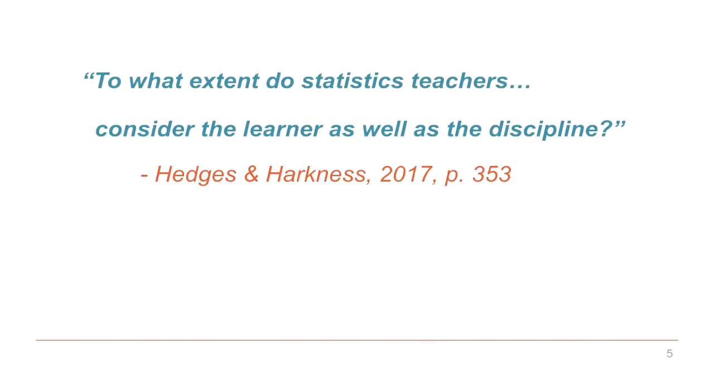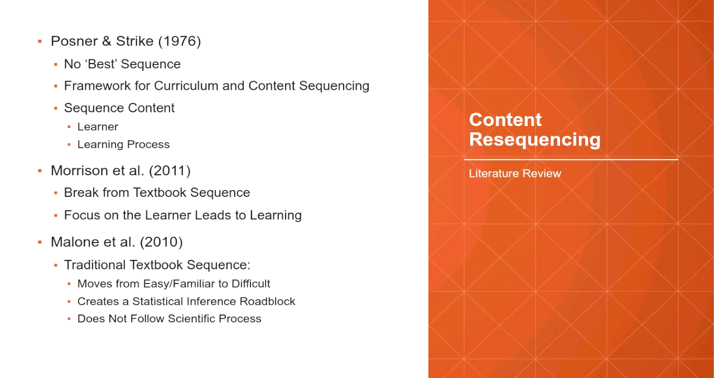And so we thought to ourselves, are we considering the learner? And everyone should ask, to what extent do statistics teachers, do we consider the learner as well as the discipline? And content sequencing can do that. There is no best sequence, but Posner and Strike had this fundamental belief that content can be sequenced in a manner that is consistent with reality, that is natural, that incorporates the learning process.